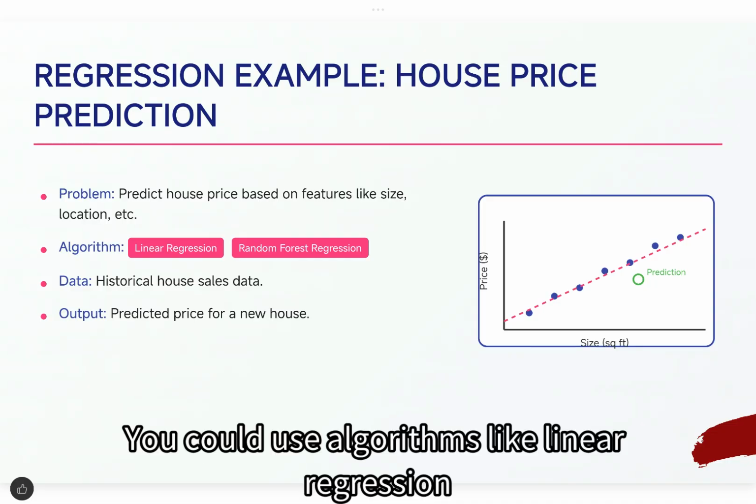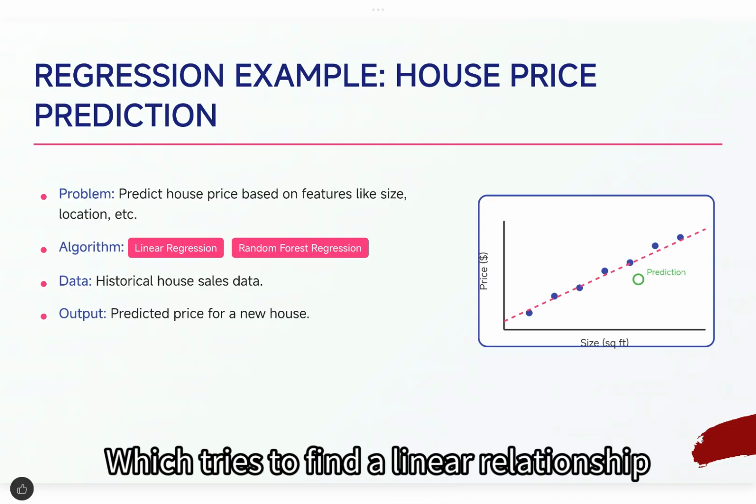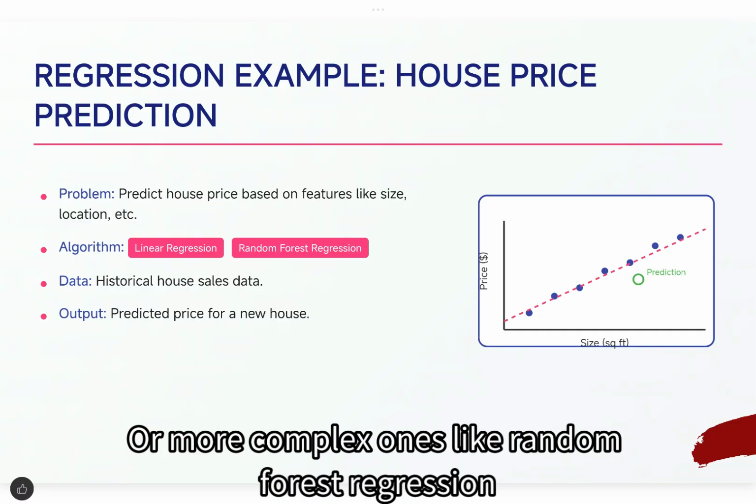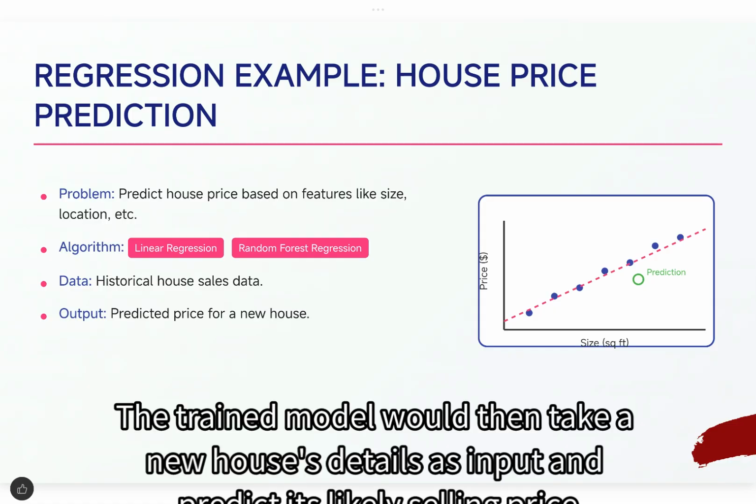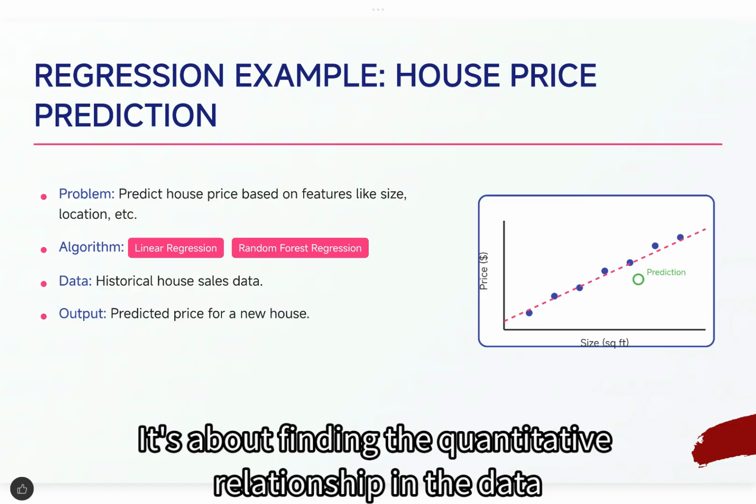You could use algorithms like linear regression, which tries to find a linear relationship, or more complex ones like random forest regression. The trained model would then take a new house's details as input and predict its likely selling price. It's about finding the quantitative relationship in the data.